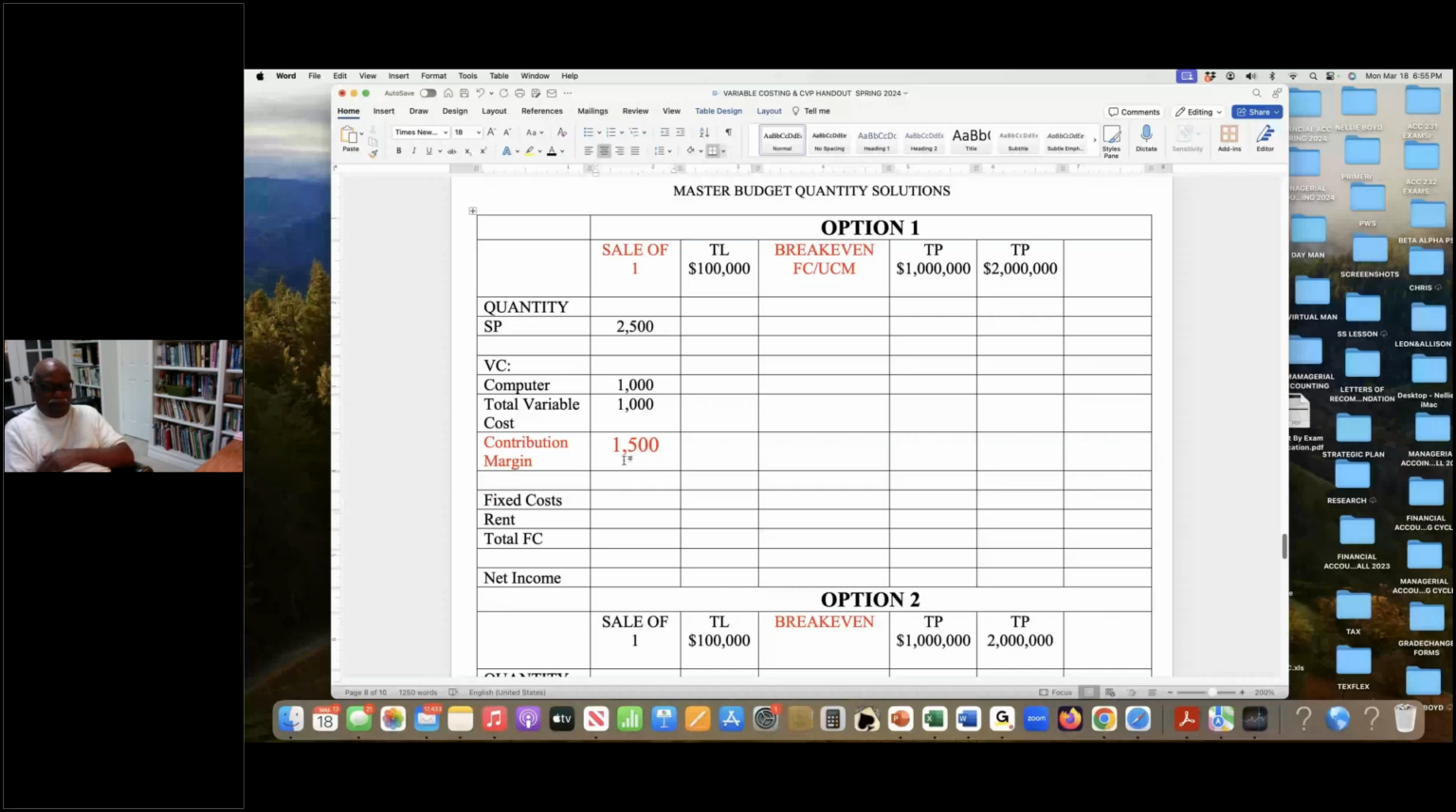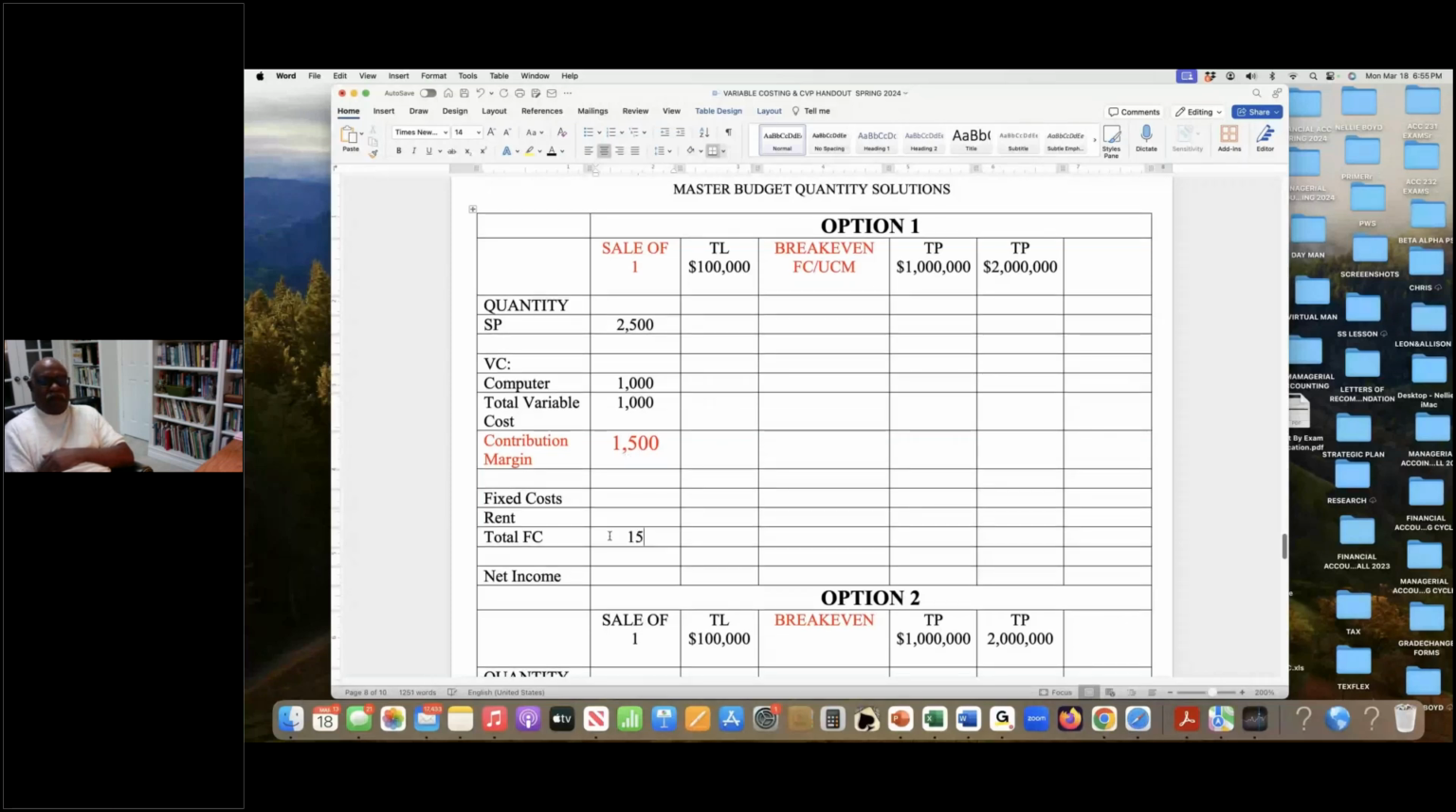Is the break even 150? Well, you're supposed to do that left column for me first. You say it's one, is it 150? Well, oh wait, no. Do the first column, the sale of one, first.